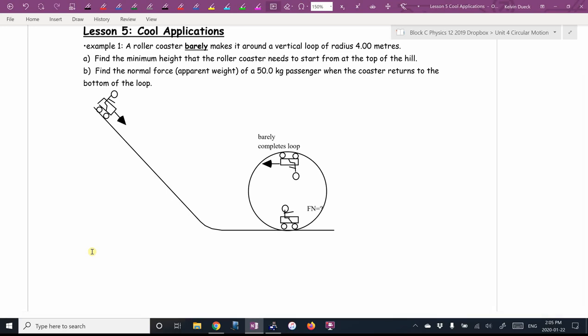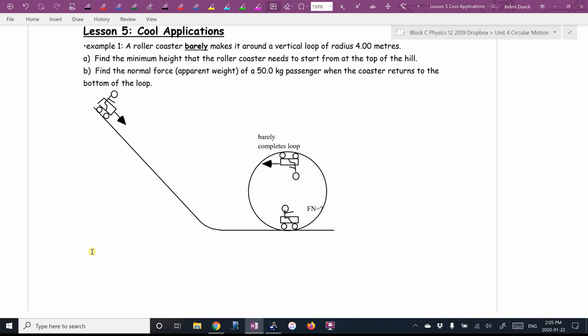Caleb, what does part A want me to find? Distance or height? Say what you said. Height. I'm trying to think of where we used height, and now I'm thinking, looking at this picture, is there a change in height? Is there a change in speed? Is there a yucky curvy path?